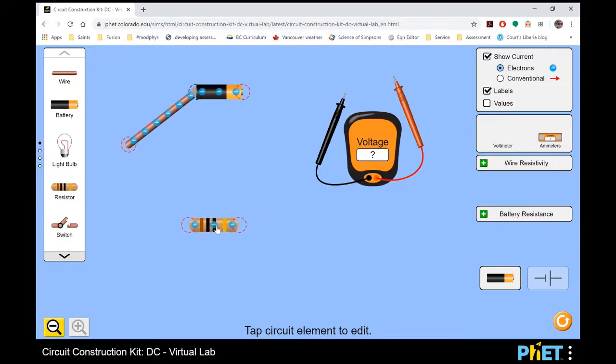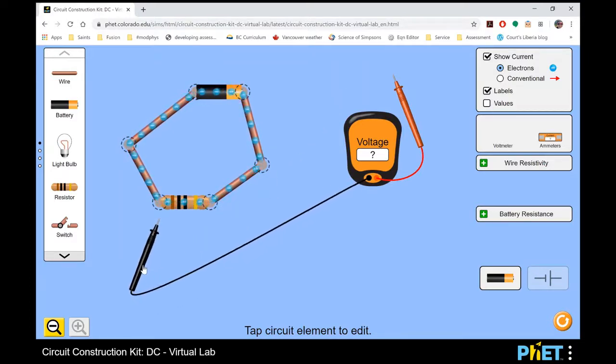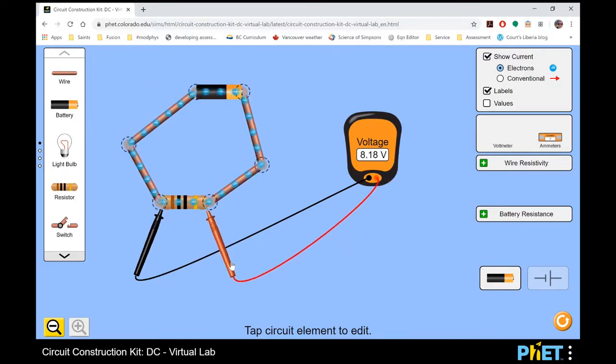I'm going to put a resistor down here and attach some wires to it. And current flows kind of like how I'd expect. But then if I use the voltmeter to measure the voltage across this resistor, I only get 8.18 volts.